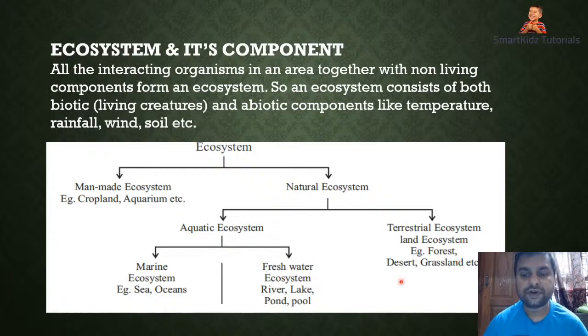That would include forest, desert, grassland, etc. And aquatic ecosystem would include marine ecosystem and freshwater. Marine is referring to the salt water, and freshwater, of course, is something that is not salty. That would include your ponds, rivers, lakes. Marine ecosystem would include sea and oceans. So this is just a classification of where you will find living as well as non-living components.